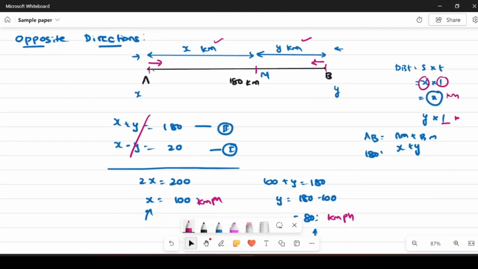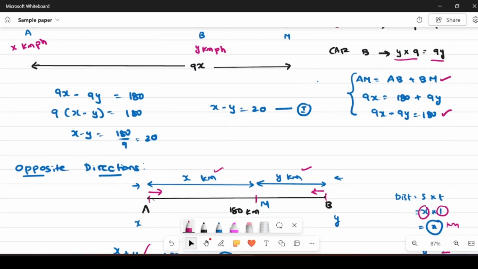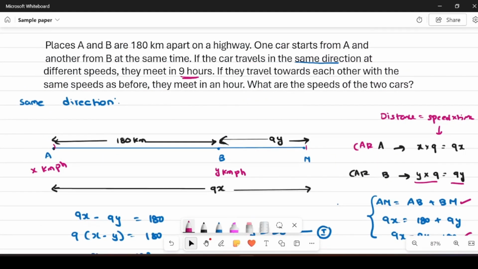Now solve both the equations. x plus y is equal to 180, x minus y is equal to 20. We get x is equal to 100 km per hour and y is equal to 80 km per hour. So the speed of car A is 100 km per hour and the speed of car B is 80 km per hour.